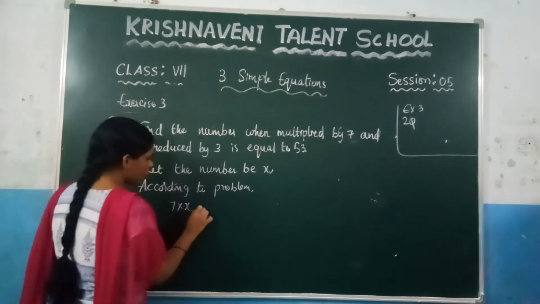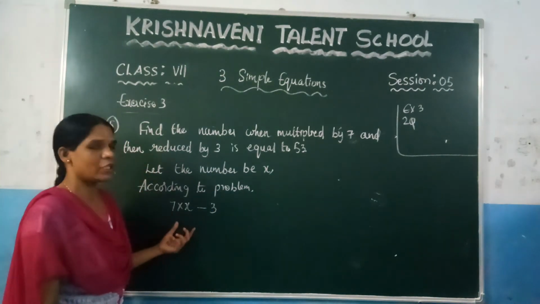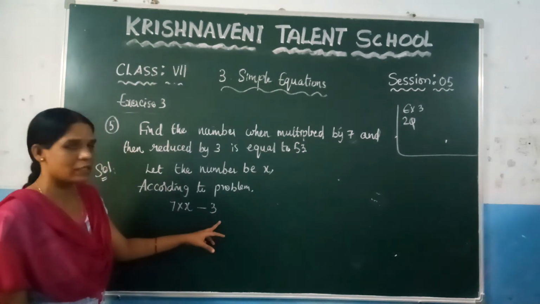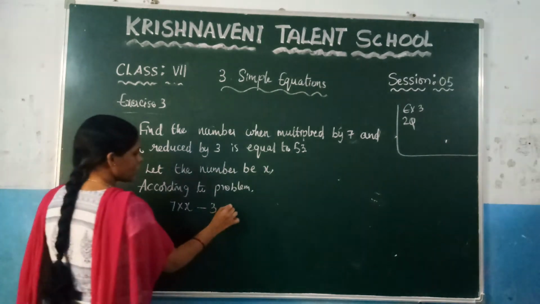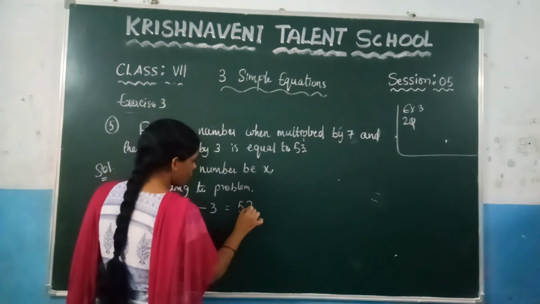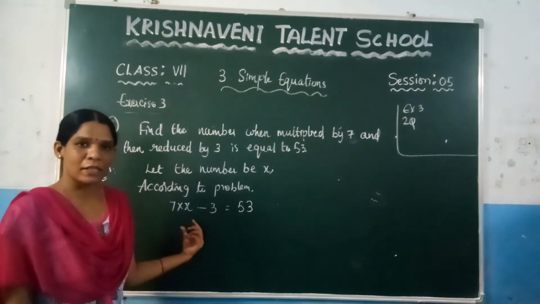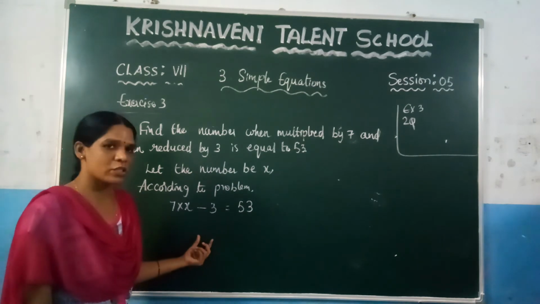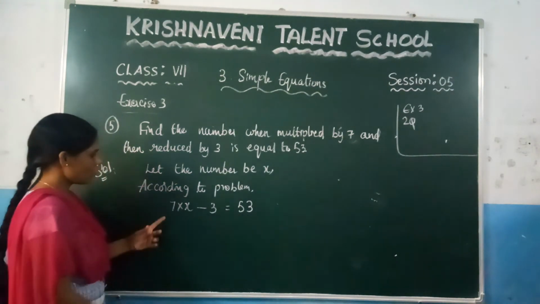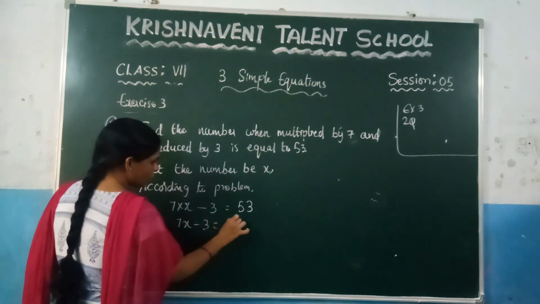Reducing is nothing but decreasing, which means you need to subtract. So we have subtracted here, minus 3. And after subtracting this 3, what we need to get is equal to 53. Now, what is that number which when multiplied by 7 and then reduced by 3 gives 53? You need to find it. So 7 into x is 7x, minus 3, is equal to 53.